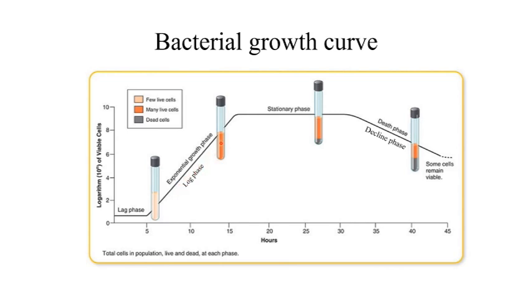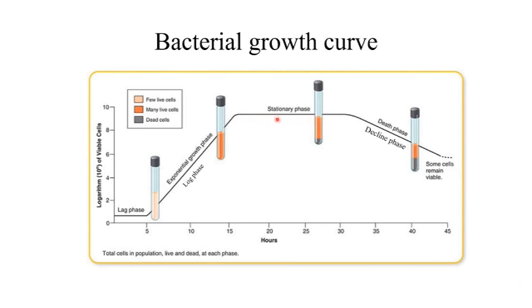Just after the exponential phase, this is the stationary phase. In this stationary phase, you can see the viable count will be stable because the number of newly dividing bacteria will be equal to the death of the bacteria. That means here you can see the viable count will be stable. There is no increase in the viable count because during the stationary phase, what will happen?